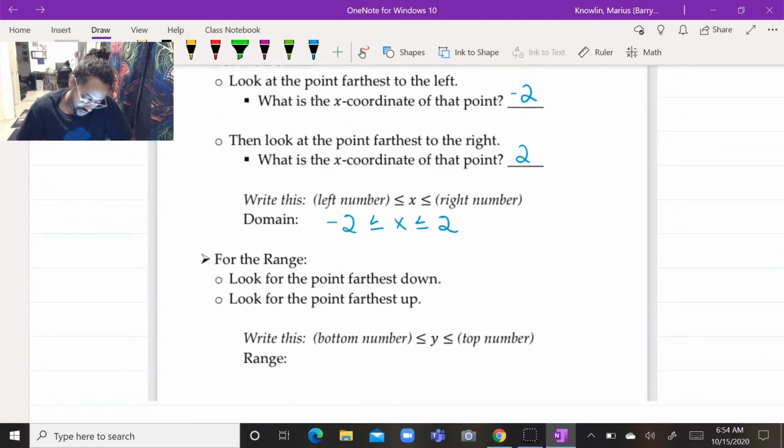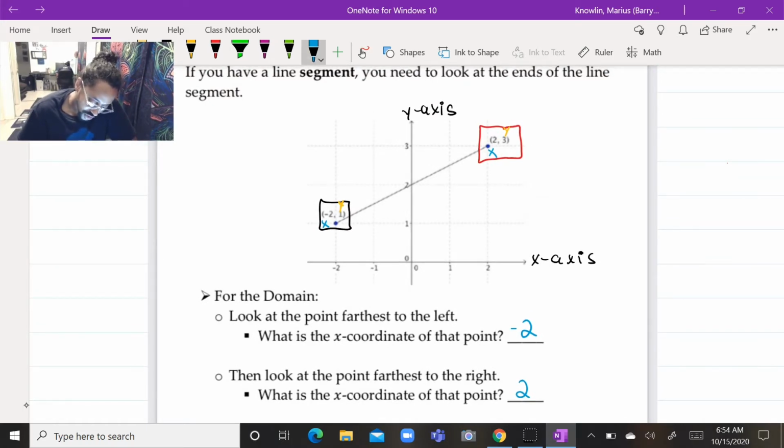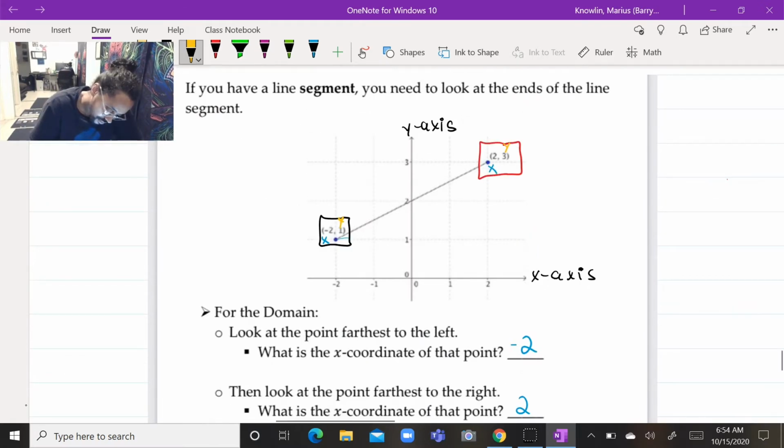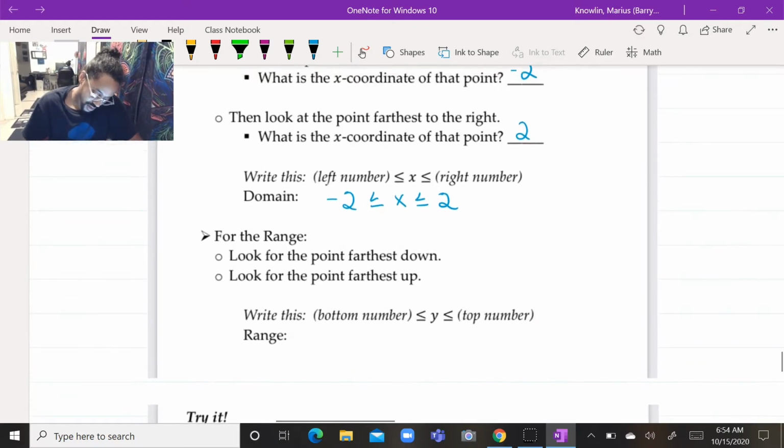Now if we were looking for the range, once again, now we're looking for the lowest, or the farthest down. It would be this +1 here, and then the furthest point up would be that +3. So the furthest point down was +1, the furthest point up was +3. So we write the bottom number is 1 less than or equal to y, which is less than or equal to +3, and this is how we write the range.